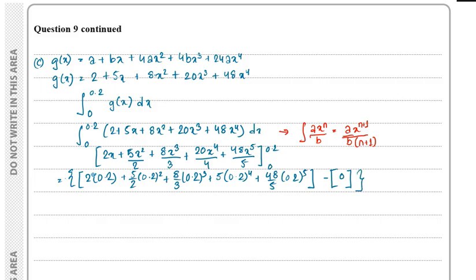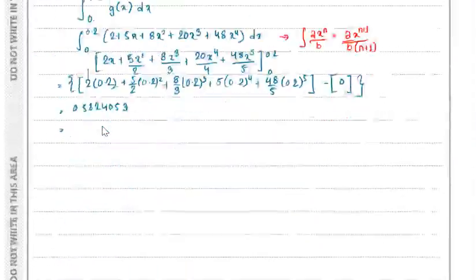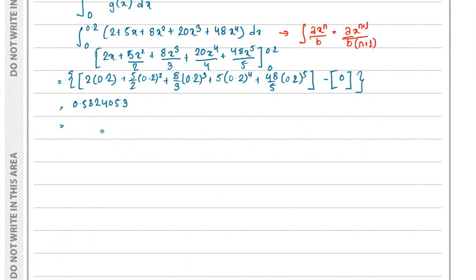So the answer would be, when you substitute x with 0.2 and put that in your calculator, this would be 0.5324053, which is equivalent to, I think they have asked to mention it in 4 significant figures, so this would be 0.5324.